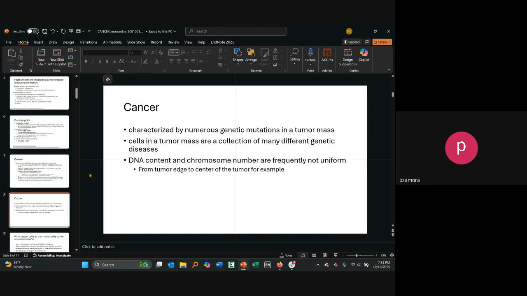I mentioned the fact that cancers have numerous genetic mutations in a tumor mass. The cells in the tumor mass are a collection of different genetic diseases. This is a very important component of cancer biology. Cells in a given tumor are not uniform. Because they are not uniform, it causes a whole range of different problems when it comes down to therapy, because you're not treating a single unique disease, but a multiplicity of diseases, all encapsulated in one cancer.